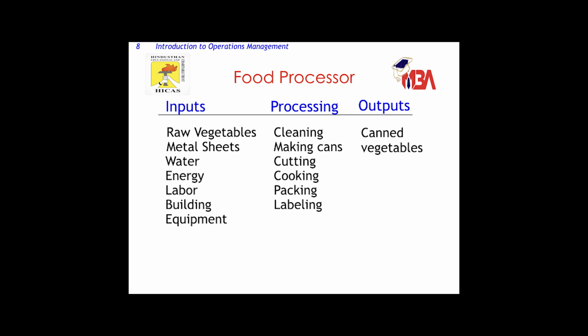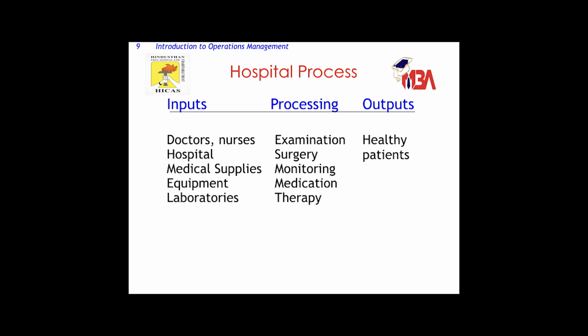The processing involved in manufacturing canned vegetables includes cleaning the vegetables, the process of manufacturing cans, cutting the vegetables, cooking the vegetables, packing it, and labeling. These are the processes which are carried out in getting the output of canned vegetables. So this is an example for you to understand what an operation system is about in manufacturing a product: input, process and output. Similarly, let us look at an example for the service industry, say the hospital process.